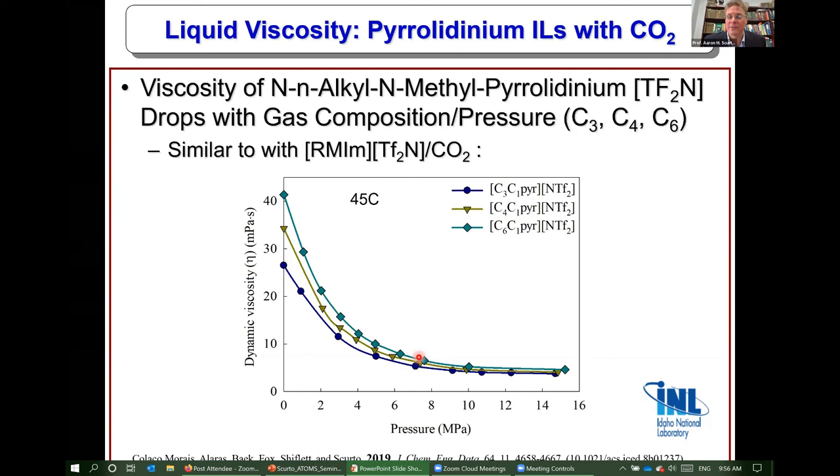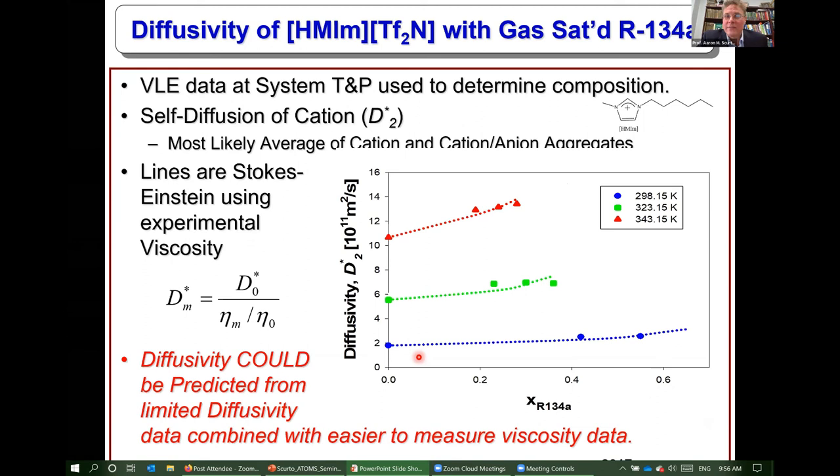So we've also measured the diffusivities of HMIM-TF2N saturated with R134a. Again, we measure these with pressure, but then use our vapor liquid equilibrium results to translate this to composition. And you can see that the diffusivity does increase with higher amounts of R134a. And again, what you see as far as lines are the Stokes-Einstein type equation, where we take the ambient condition viscosity and diffusivity, and then our mixture viscosity results that I showed on a few slides above, and we're able to use that as a prediction for the diffusivity pretty well with the experimental data.